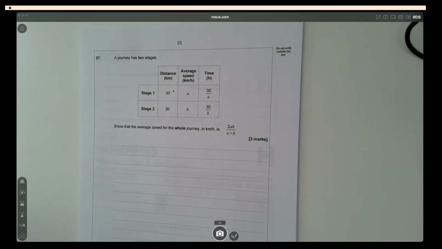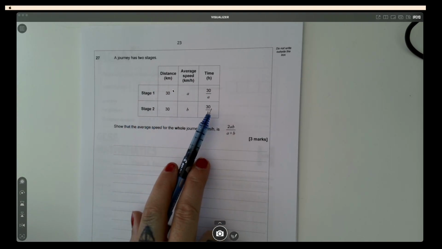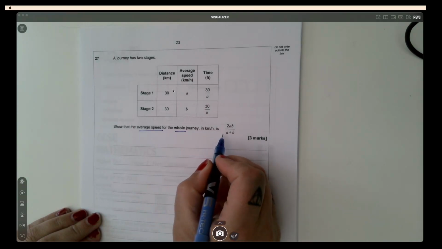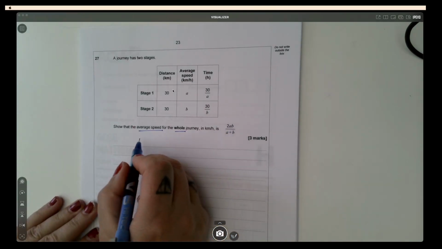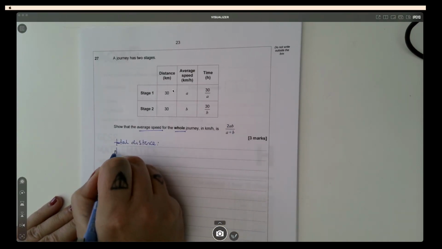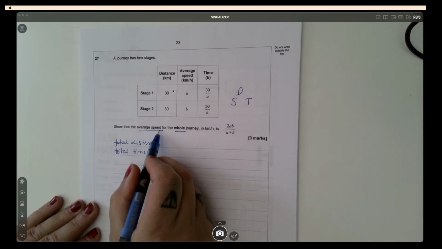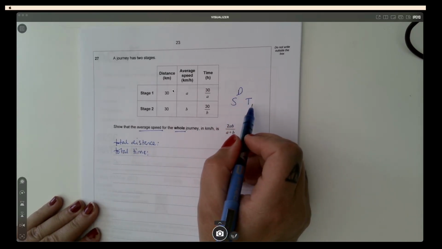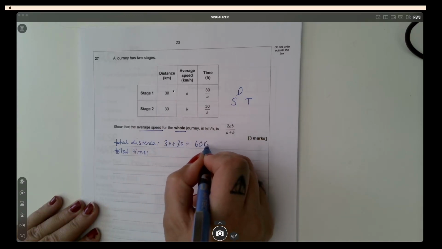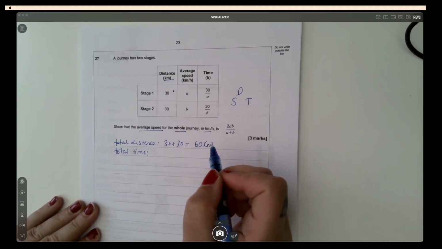Question 27. A journey has 2 stages. So we've got distance, speed and time for stage 1 and stage 2. Show that the average speed for the whole journey in kilometres per hour is this expression here. So if we want the whole journey, we need the total distance and the total time. Speed, distance and time. If we're working out speed, we need total distance and total time. So the total distance is 30 add 30, which is 60 kilometres. There's kilometres here, and let's just check that it matches the units we're using for speed, so that's good.